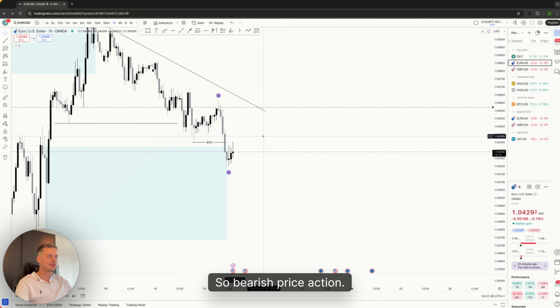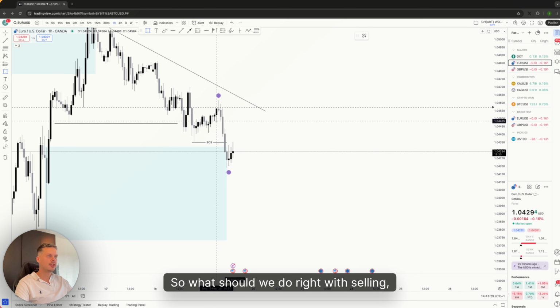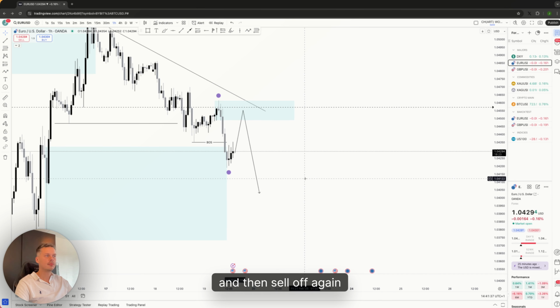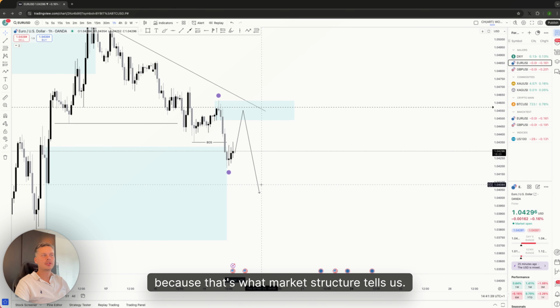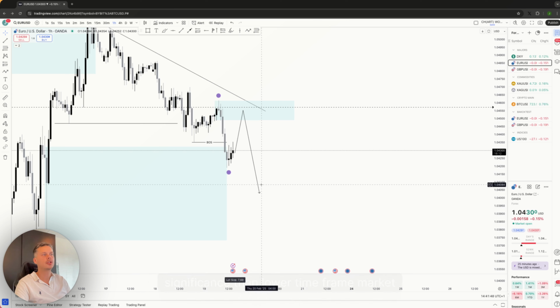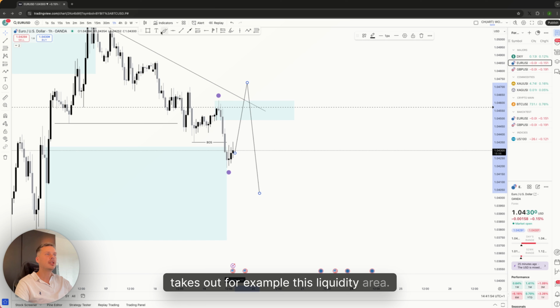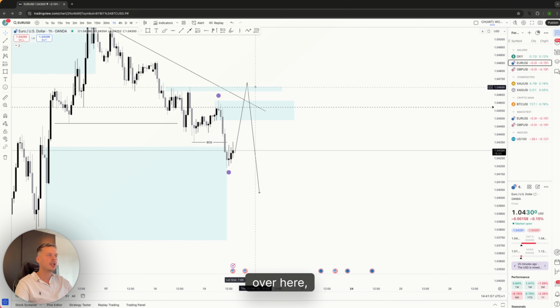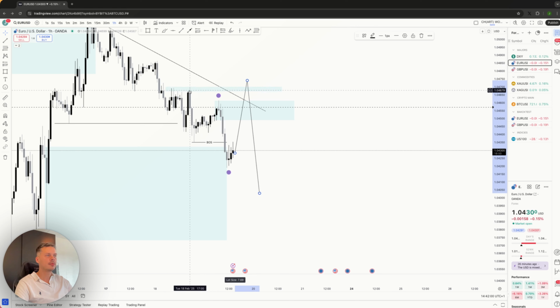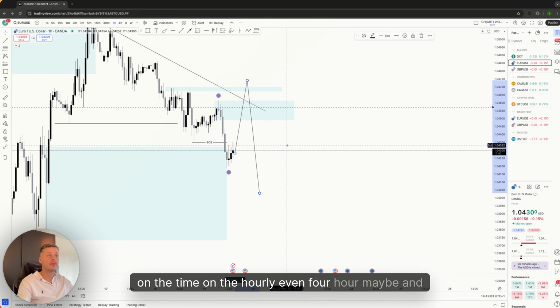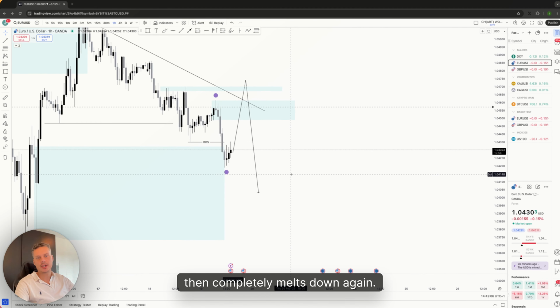So bearish price action. So what should we do? With selling, waiting for price to come into this area and then sell off again. Because that's what market structure tells us. And remember when I said that higher time frame market structure holds more significance than lower time frame market structure. And this is what we see quite often, is that price takes out, for example, this liquidity area. We have a resistance zone over here, breaks bullish on the hourly, even 4 hour maybe, and then completely melts down again. So this is more about liquidity, about trend lines and stuff.